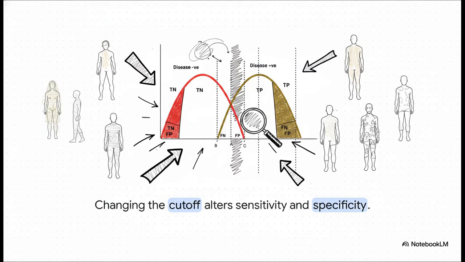Think about it like a giant overlapping puzzle of healthy and diseased patients. By adjusting the diagnostic cutoff line, you can alter a test's sensitivity and specificity. But, and this is crucial, once that cutoff is fixed by the lab, those properties are locked in. They literally do not change just because you move the test to a different hospital.